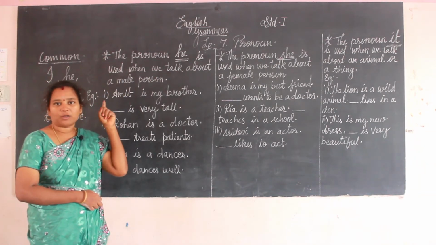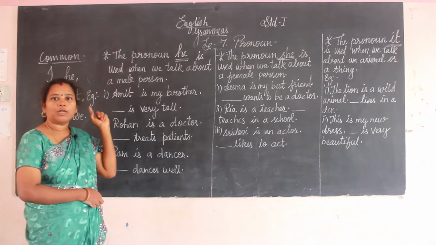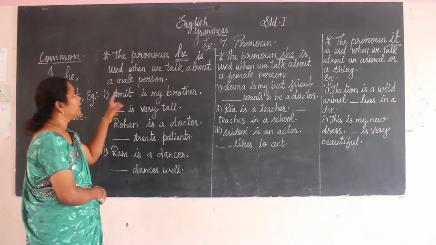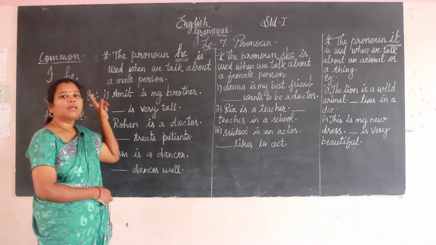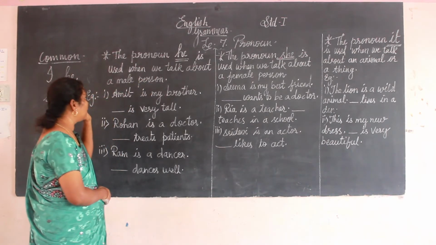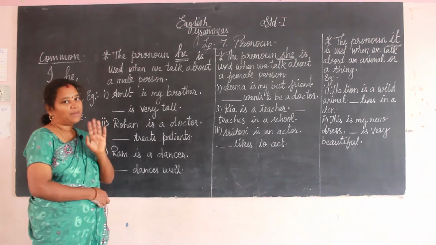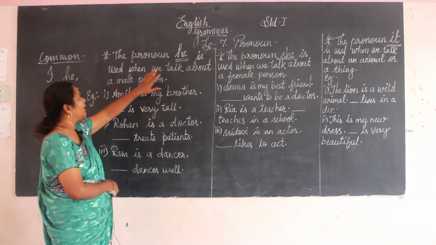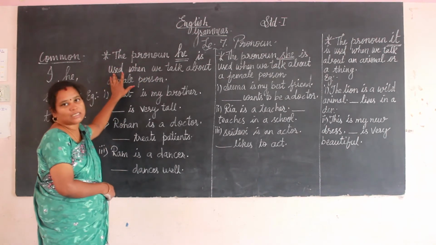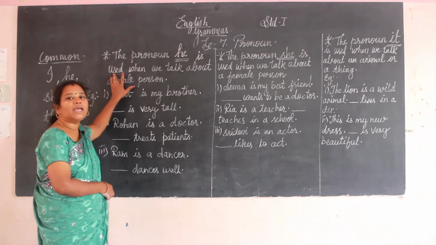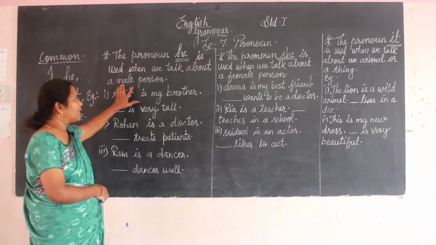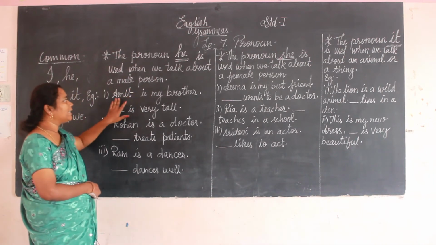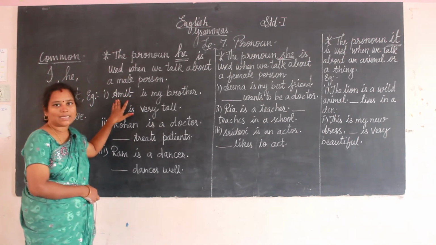We saw it with Dolly. Okay ma'am, since Dolly is a girl, what did we use? She. So here female, she; male, he. Sorry, the pronoun he is used when we talk about a male person. Okay, who is male? Gents. So when we talk about gents, we will write he. So let us see the examples.